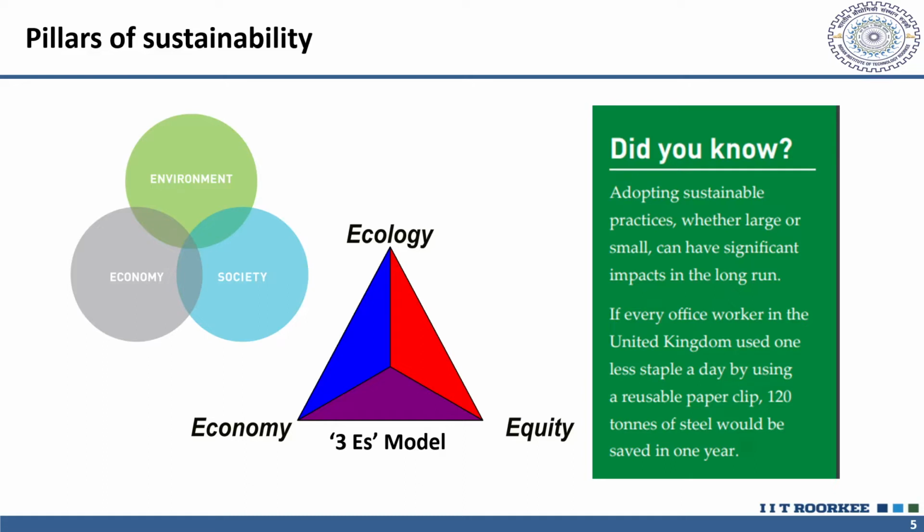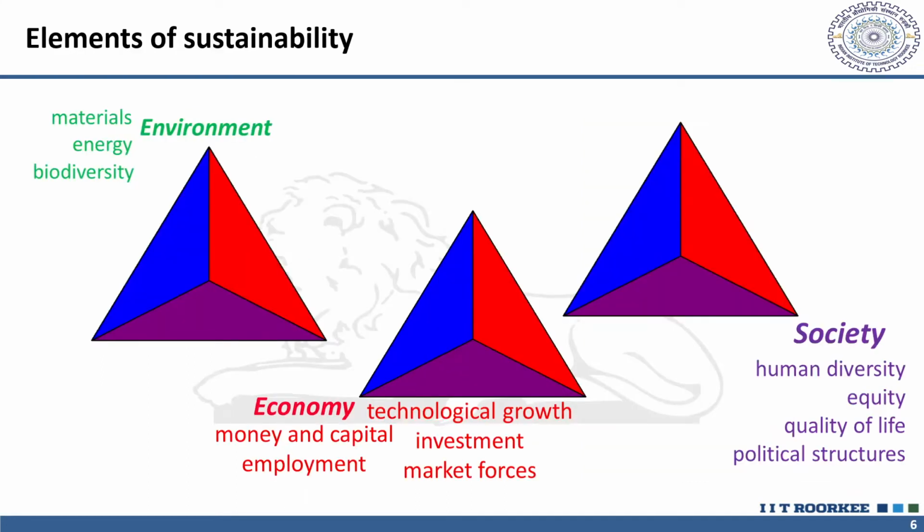Now why are we emphasizing so much on this domain? I'll explain this with a simple example. It was observed that if every office worker in the United Kingdom used one less staple a day by using a reusable paper clip, approximately 120 tons of steel would be saved in 1 year. This explains that whether the efforts are small or large, if certain efforts are made to achieve sustainability, then in the long run it can have significant impacts. But to achieve such things, you first need to understand the basic concept.